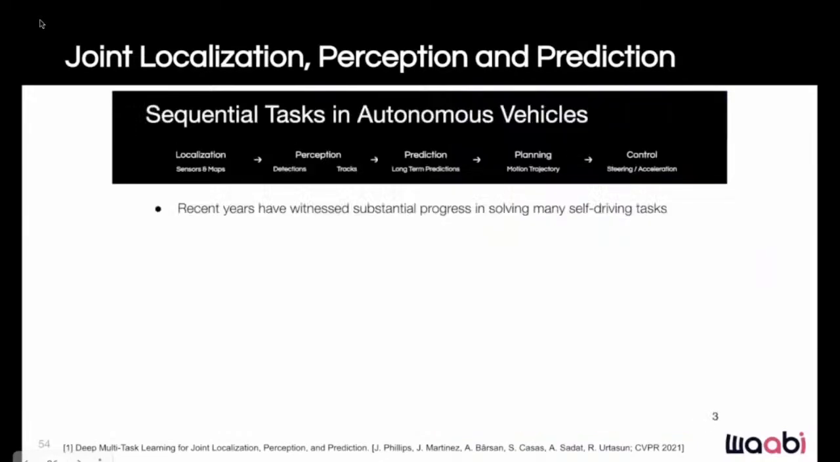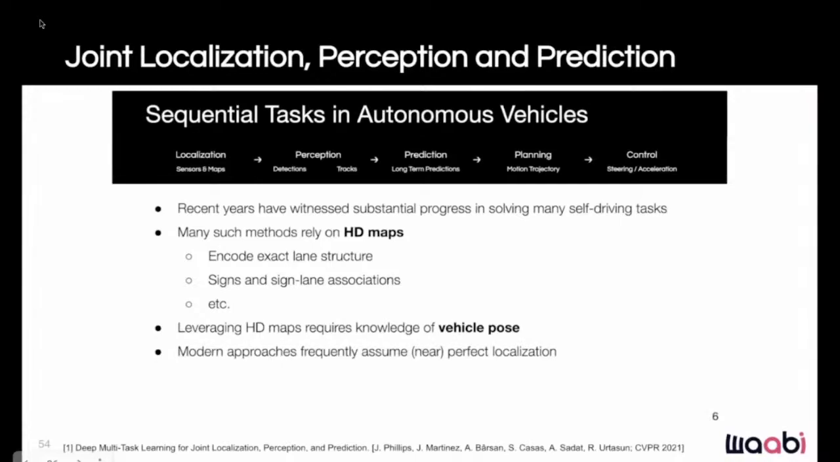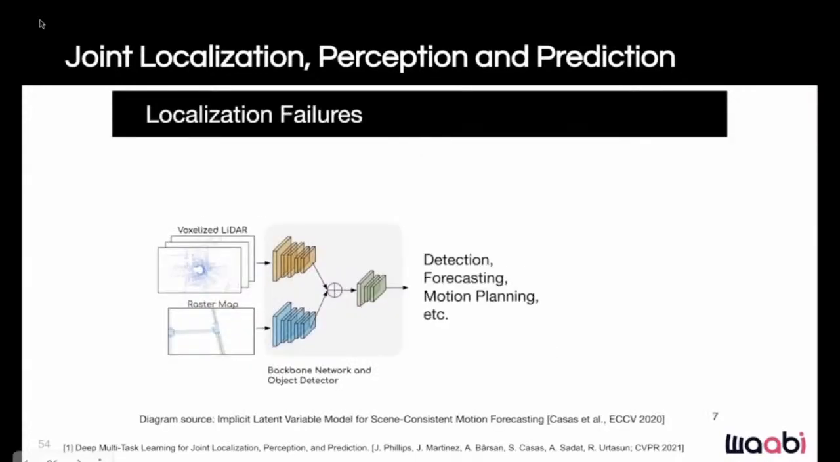Recently, we have seen a lot of progress on multiple problems related to self-driving, such as perception, motion forecasting, and motion planning. Many of these methods take as input high-definition maps, which can provide a rich prior for these tasks. However, leveraging maps requires precise knowledge of the vehicle pose, which is assumed to be error-free by modern approaches. Like any other system, localization systems can fail unexpectedly. The natural question is then, how robust are state-of-the-art self-driving stacks to localization error?